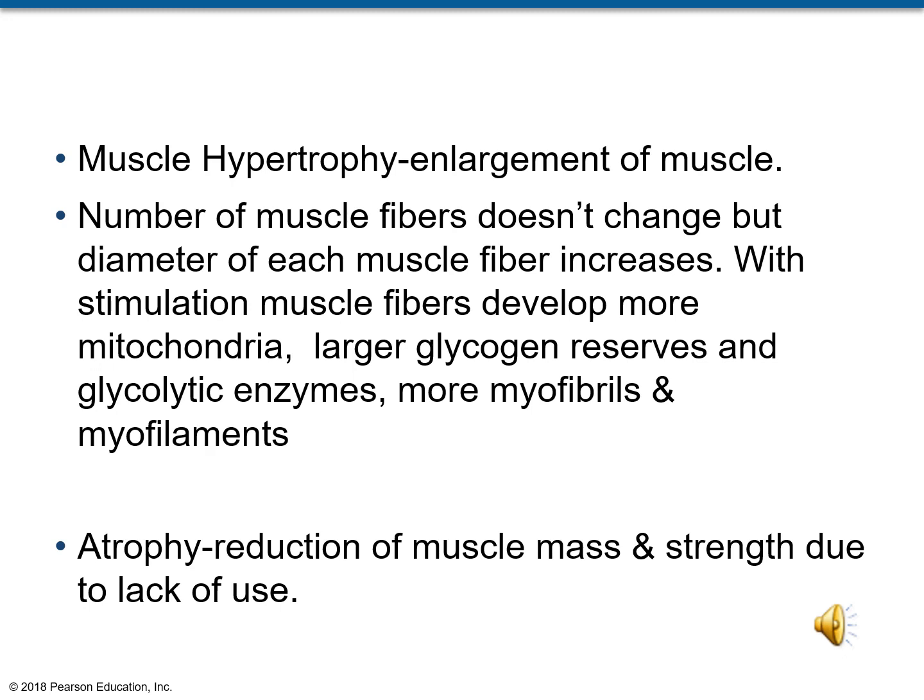You're going to have a little tearing of the sarcolemma, and then it will repair itself, so it allows the diameter to get bigger, and you're going to fill it up with more mitochondria, a larger glycogen reserve and glycolytic enzymes, more myofibrils, and more myofilaments. This allows your muscles to get bigger. Atrophy is the reduction of muscle mass and strength, and this is due to a lack of use.